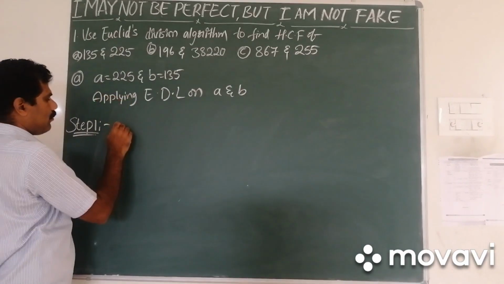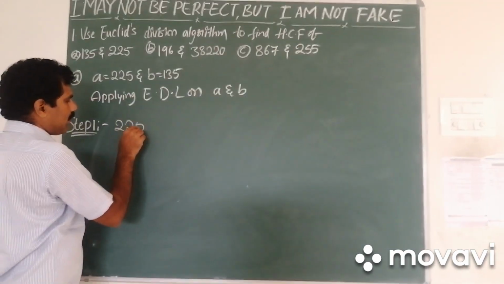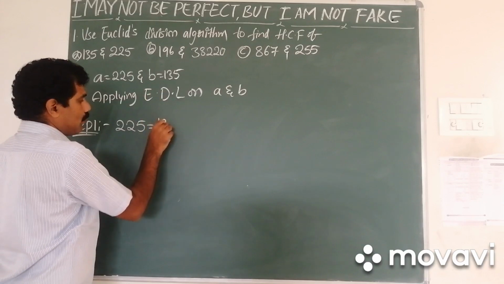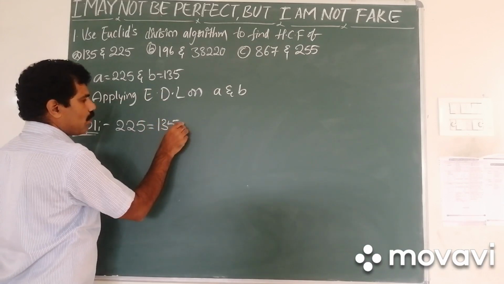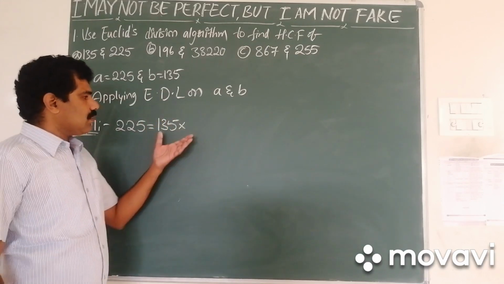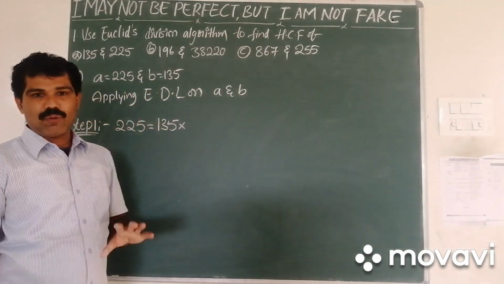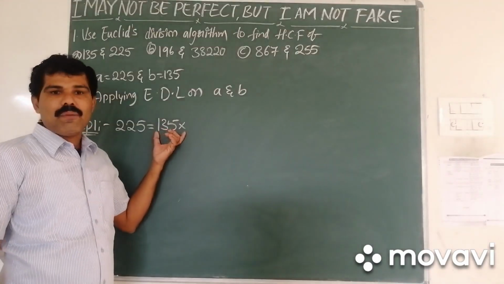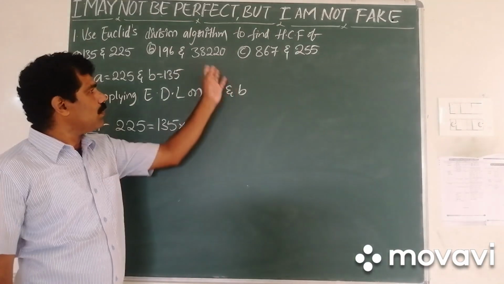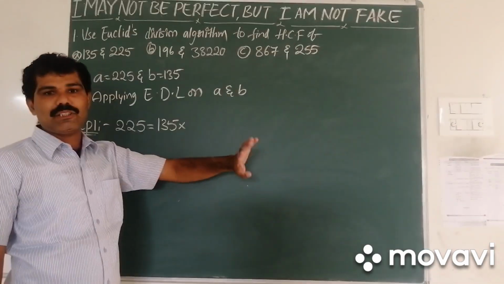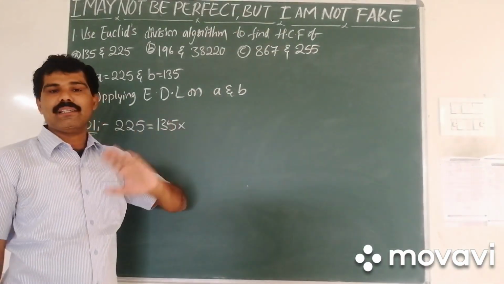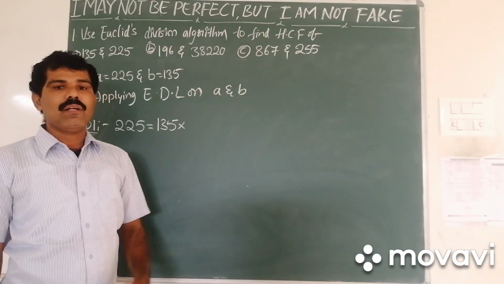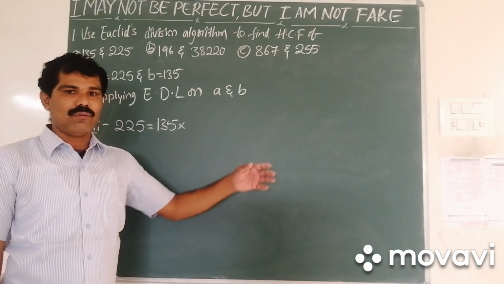Here we know the value of a is 225, so 225 = b into q. b is there, but how much is q? We don't know. Of course, these two values are smaller values, so directly I can write it here, but sometimes it's not possible. For example, if you go for the second problem, it's not that easy to solve directly by writing in a statement way. So we have to go for the long division method.